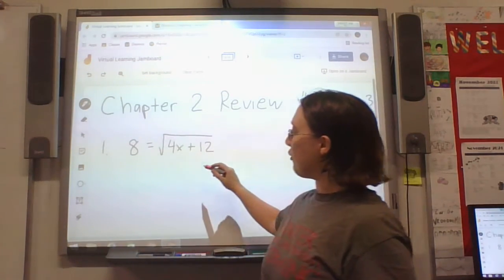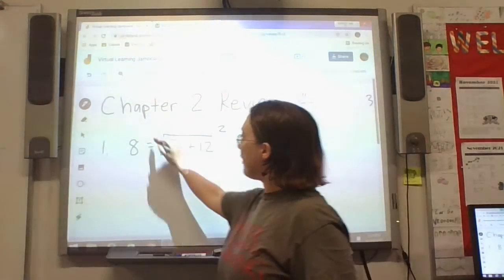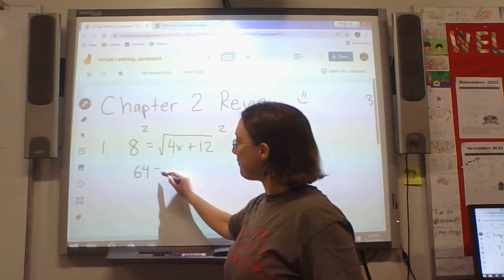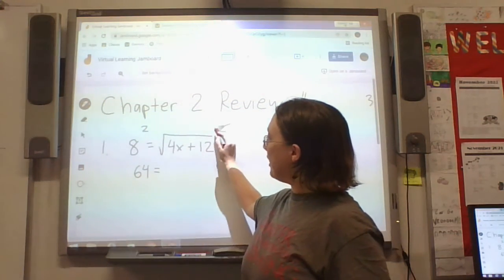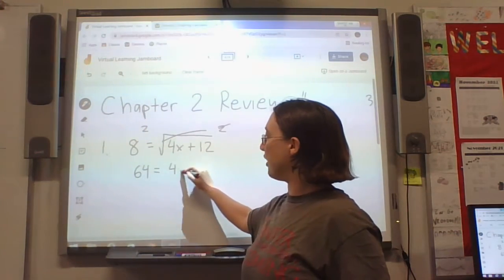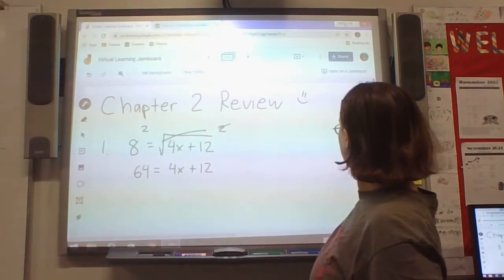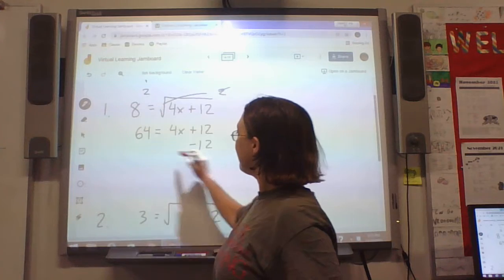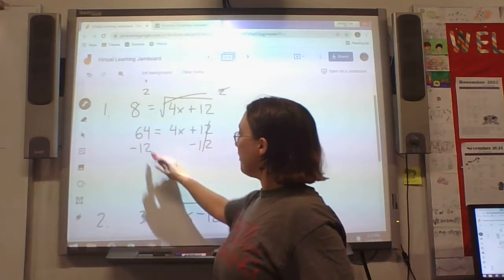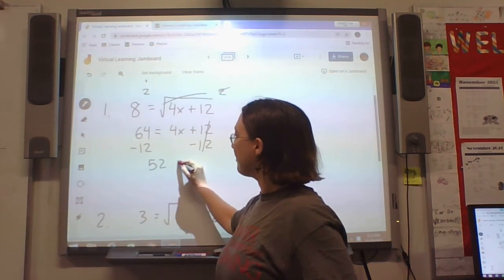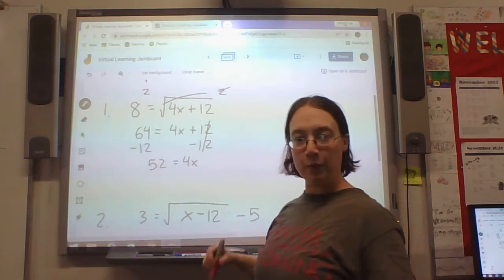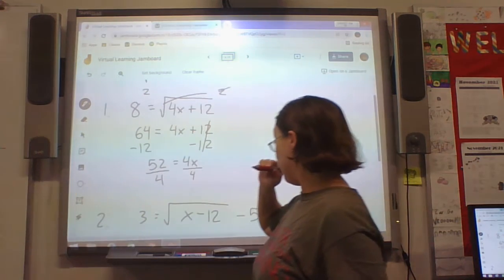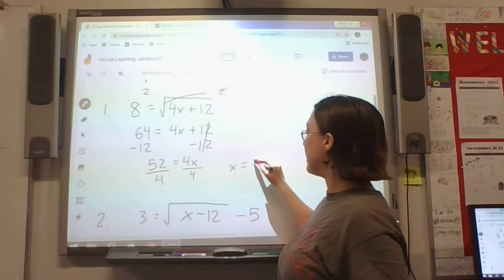So number one, we're going to start off by squaring to get rid of that square root. 8 squared is 64. And the only thing that does over here is cancel out your square root. So you still got a 4x plus 12 over here. And then we're going to get rid of adding 12 by subtracting 12. These are gone. We've got 52 over here. And then we're getting rid of multiplying by dividing. And 52 divided by 4 gets you 13.